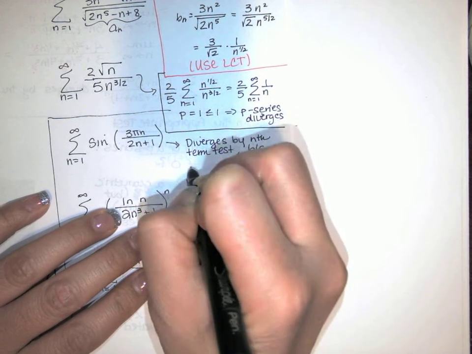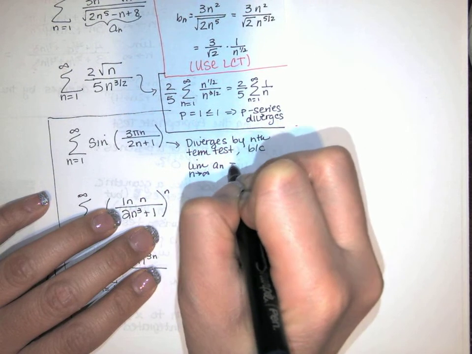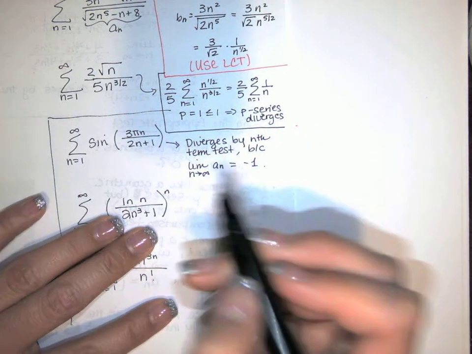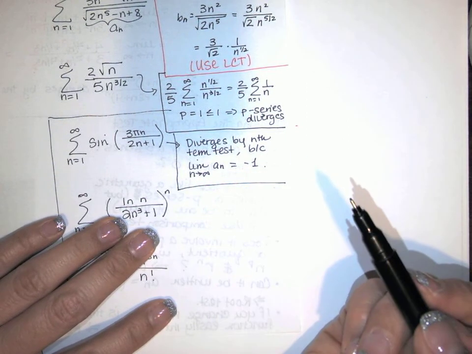And I'm just going to write, because the limit as n goes to infinity of a sub n is -1, you should check that out for yourself. Make sure that you agree that that's true.